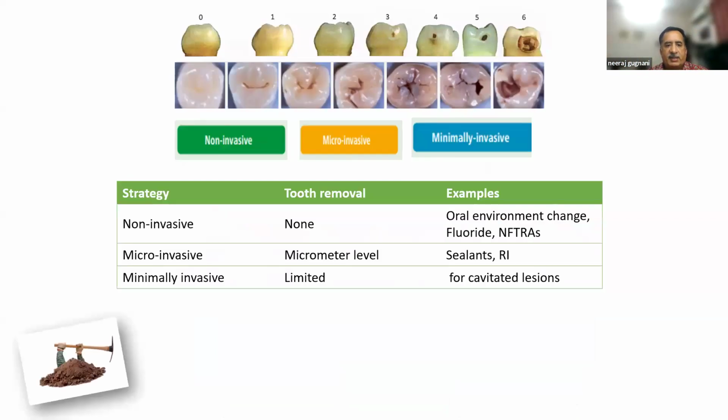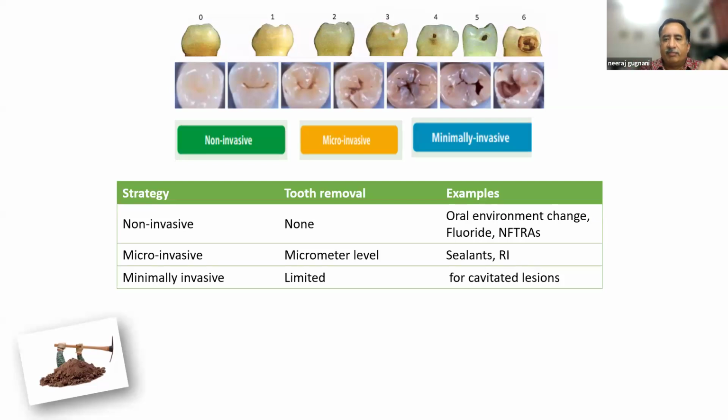As this table depicts, non-invasive means no tooth removal. So we will not remove the tooth at all. It does not involve any use of burr, any spoon excavator, nor even the etching. In micro-invasive, we will be using some kind of etching because it will involve removal of some minerals still, but to the micrometer level. That's why it's called micro-invasive. Minimally invasive is mainly for the cavitated lesions that we will not deal with today.